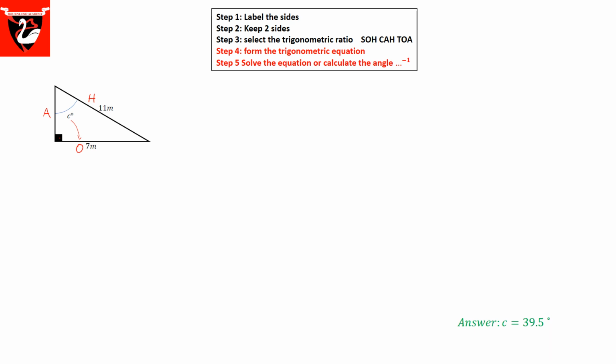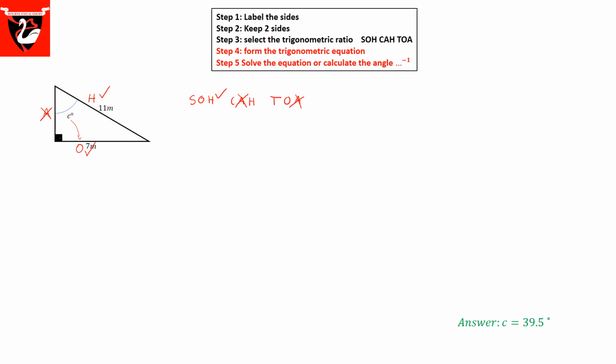Step number 2, you need to keep two sides. Well, you're going to keep H because you know its value. And you're going to keep O because you also know its value. A is pointless, so we're going to get rid of A. Step number 3, out of your 3 trigonometric ratios, you're going to choose to keep 1. How do I select? Well, I need the one that doesn't use A because I've eliminated A. So I can't use CAH, I can't use TOA, I'm going to need to use SOH.